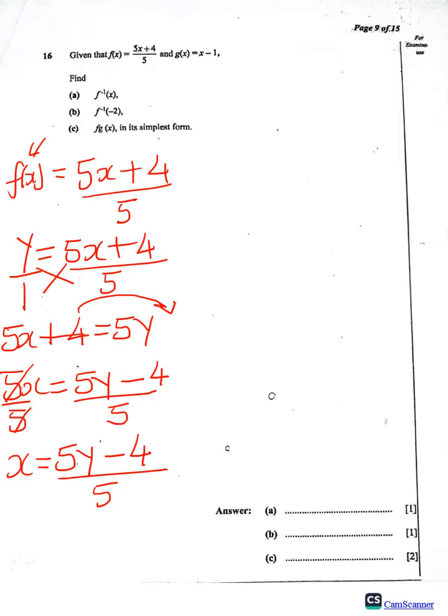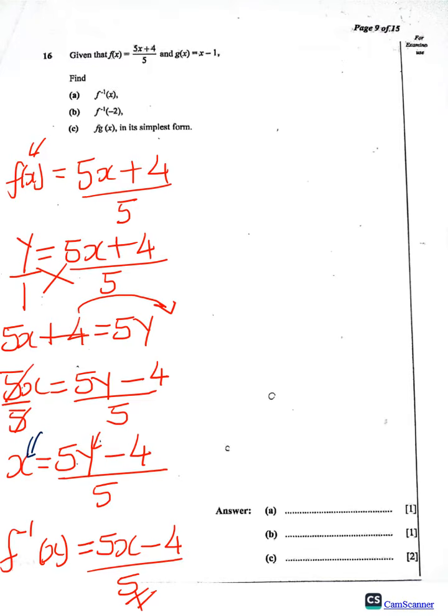So now where there is x here, we need to substitute with this expression where f of inverse raised to the power -1 is equal to, now where there is y, you need to replace with x, so this becomes 5x minus 4 divided by 5. So this is our first part. Now let's move on to part B.